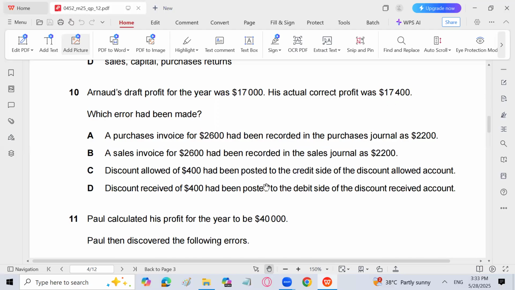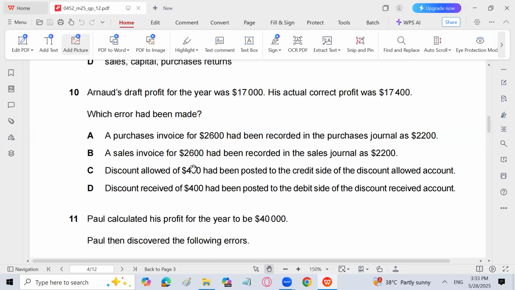Discount allowed 400 had been posted to the credit of discount allowed account. So this will have a double effect, because discount allowed is debited, but we have credited discount allowed. Now we will debit discount allowed by 800 and credit suspense. So this will decrease profit by 800. That is wrong. Same is the case with D. It will have an effect of increasing profit by 800. So B is the answer.